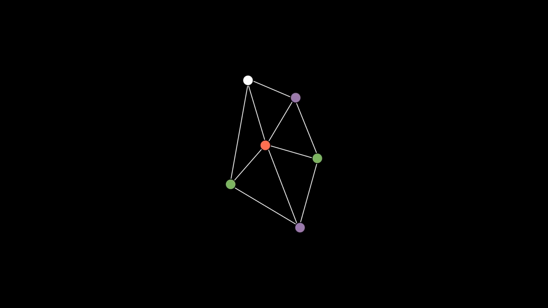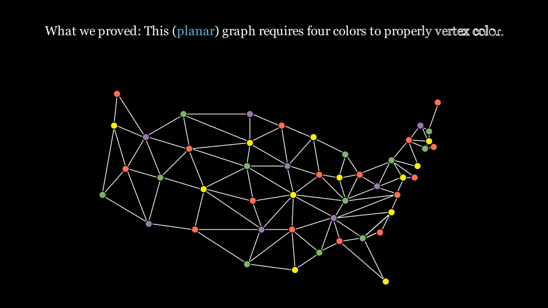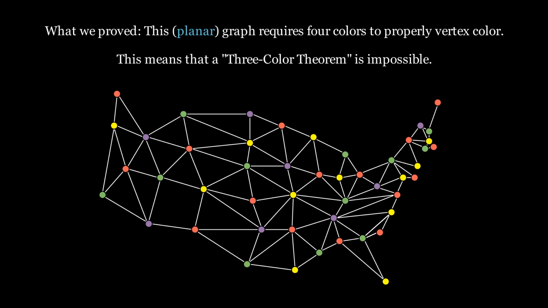But here we have a problem. We've done the best we can do, but our last vertex, Oregon, borders 3 other vertices which all have different colors, and so it will have to receive a 4th color. By the way, a graph like this is called a wheel, which seems appropriate, and since there are 5 sort of spokes and 5 rim edges, we would call this W5. Anyways, what we just proved is that our US graph requires 4 colors, which means that some sort of 3-color theorem just isn't going to work.